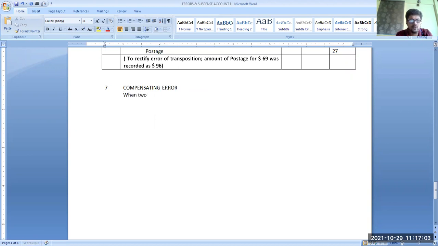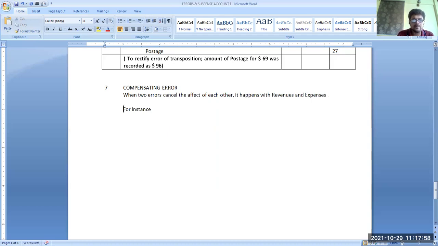When two errors cancel the effect of each other, we have to be very much careful. For instance, mostly it happens with revenues and expenses.